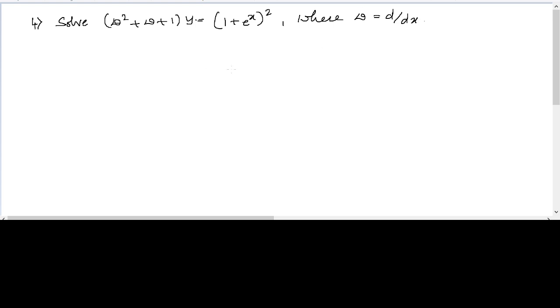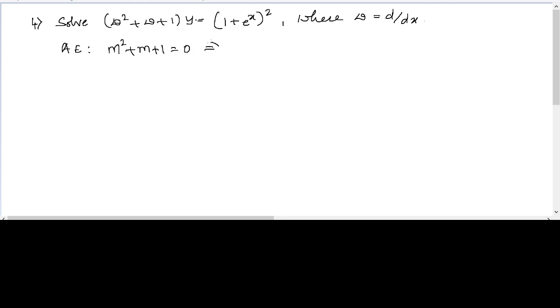Okay, so while solving this, we need to find out two components for this problem. They are complementary function and particular integral. So let us try to find out complementary function first. While finding that, we need to write the auxiliary equation. What is the auxiliary equation? It is m square plus m plus 1 equal to 0.